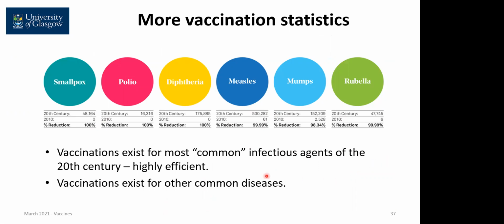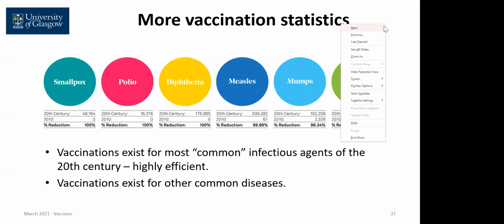And vaccinations exist for most common infectious agents of the 20th century. So things like smallpox, polio, diphtheria, measles, mumps, and rubella. And as you can see from the percentage reductions, these are very, very good at doing their job. These vaccinations have reduced the amount of cases of a given disease by anything from about 98 to 100%.